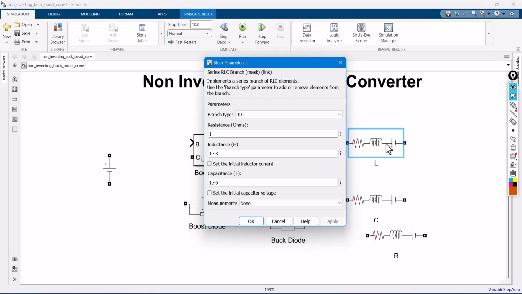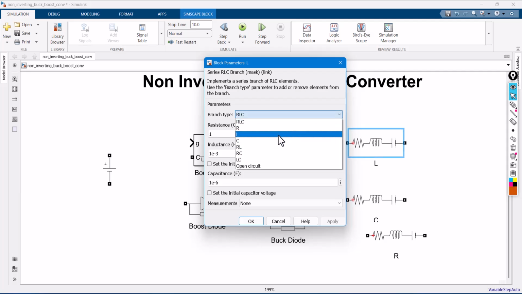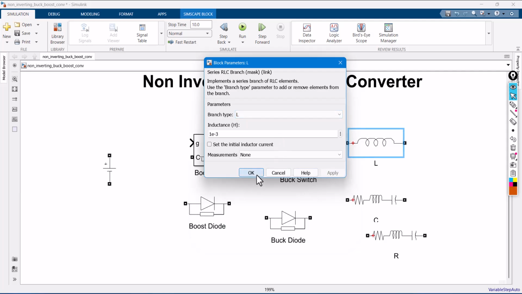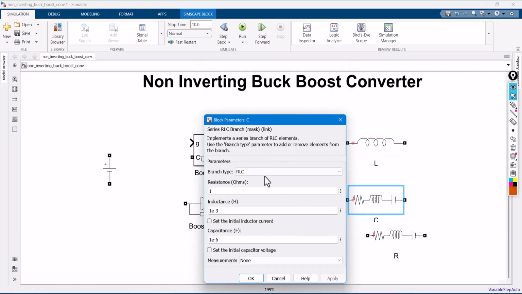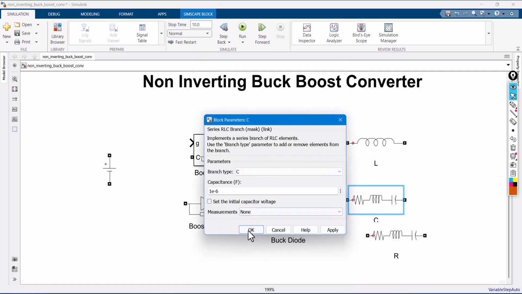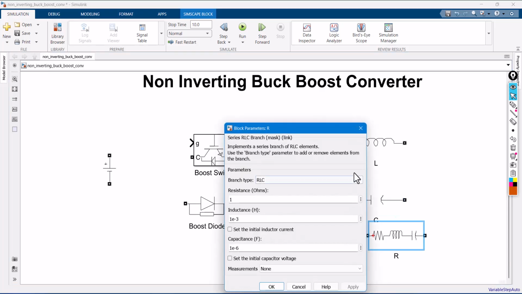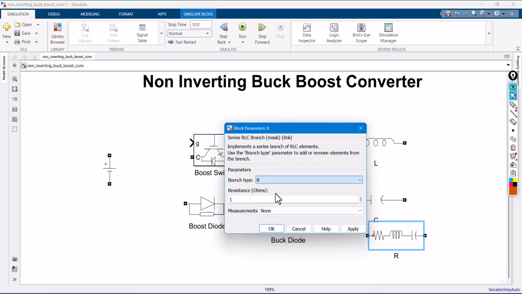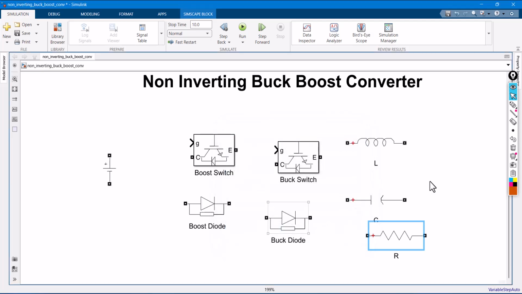I want only the inductor or capacitor or resistor, depending upon your application, you can choose it. So now I'm going to select only inductor here. In this case capacitor alone, and this one is resistor. Values and all I will apply later. First we'll finish the circuit.